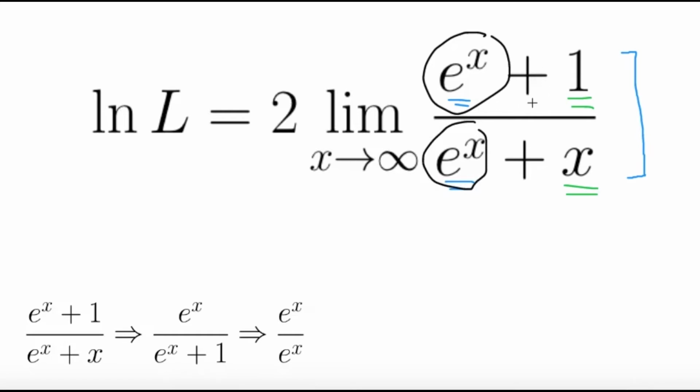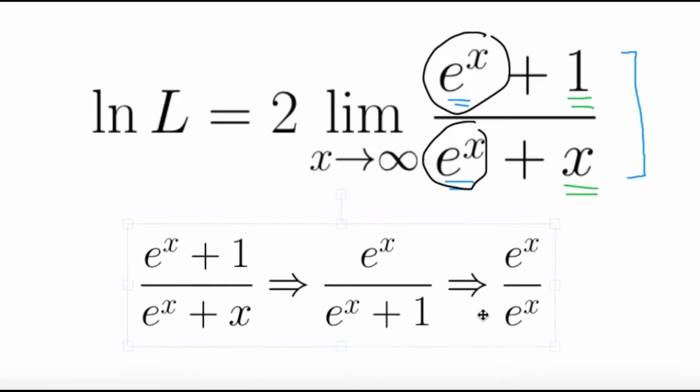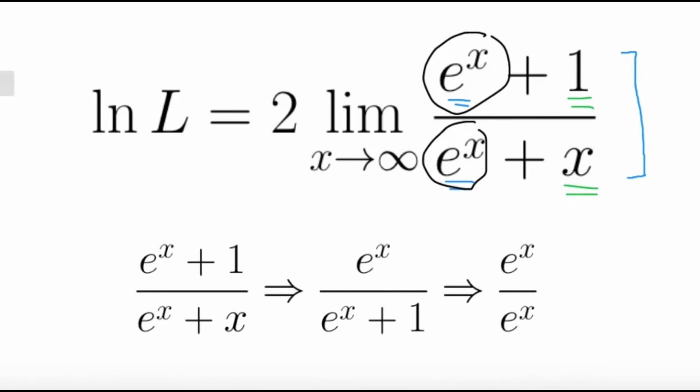Now, for those of you who do not know that, it's all right, because we can just do L'Hopital's rule over and over again. Since we have e raised to x plus 1 all over e raised to x plus x, if we directly substitute infinity, it still goes towards infinity. So we can apply the following concept here. Since this is still of the form infinity over infinity, then we take the derivative.